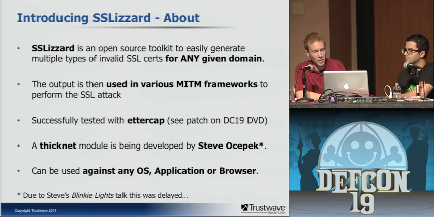We've successfully tested with EtherCap, and we have a patch on the DEF CON 19 DVD that you can apply against any standard EtherCap 073NG tree, which will allow you to add a new flag, again, documented in the patch. You pass dash X, which allows you to pass any certificate in. Normally, EtherCap generates standard self-signed certificates on the fly. And since we want to be able to provide different forms of broken certificates, we use the flag to supply them. There's also a ThickNet module being developed by Steve Osepic.